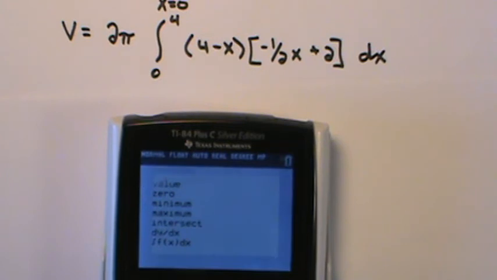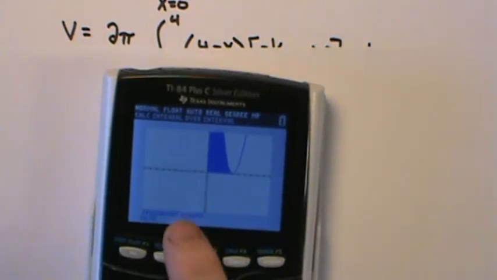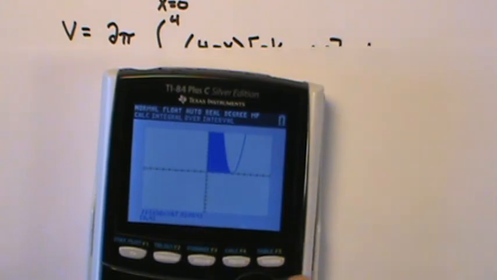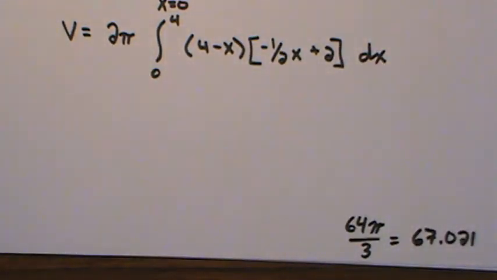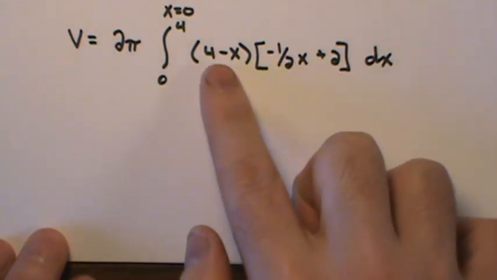So I go to option 7. It'll graph. It's asking for my lower limit, which is 0, the upper limit, which is 4, and it's given me a value of 0.67021. And so that gives me the volume using that shell method.